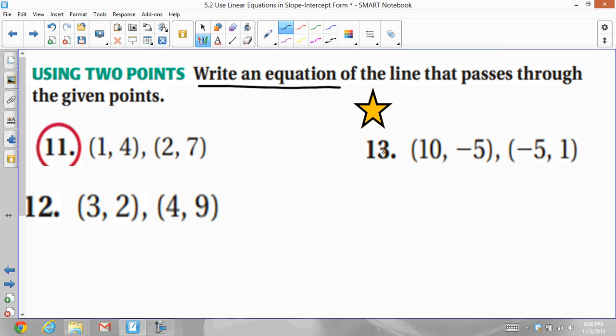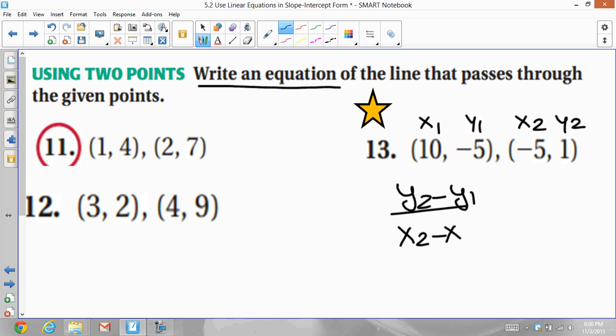Question number 13. Write an equation of the line that passes through the given points. So you are given 2 points. If you have 2 points, you can obviously find the slope. So I'm going to replace this by x1, y1, my first x, my first y, x2, y2. So now I have y2 minus y1 divided by x2 minus x1 to find the slope.